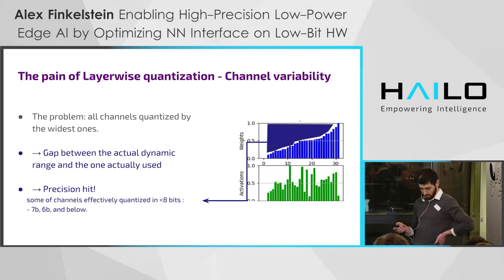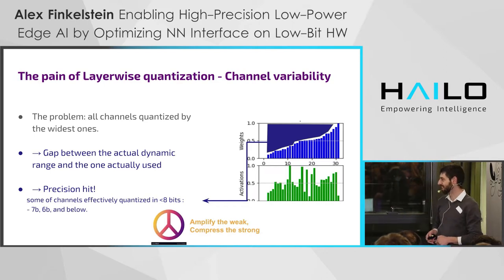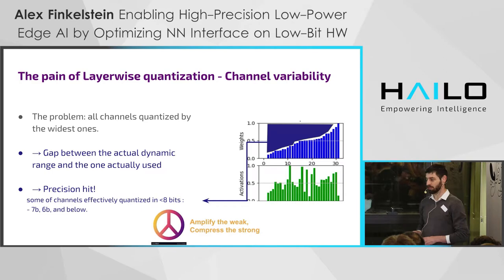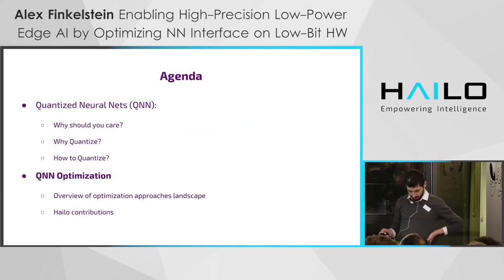The simplest way to look at it is that some of the channels are just not quantized to 8 bits; they are quantized to 6 bits or 5 bits. And it's no fun, right? If we would like to quantize to 4 bits, maybe we would use 4-bit hardware and save some more wattage. So if you remember the mantra, maybe we can do something about it here, right? The strong channels and weak channels share the same range. Maybe we can amplify the weak and compress the strong, and we'll see how we do exactly that at the end. So cool. Now let's talk about optimization.